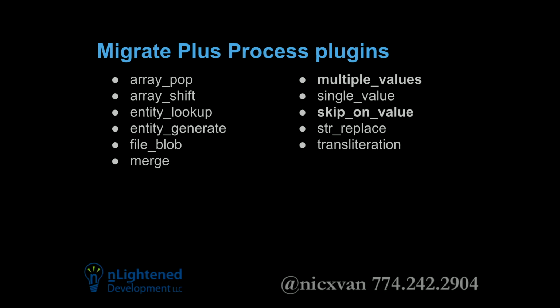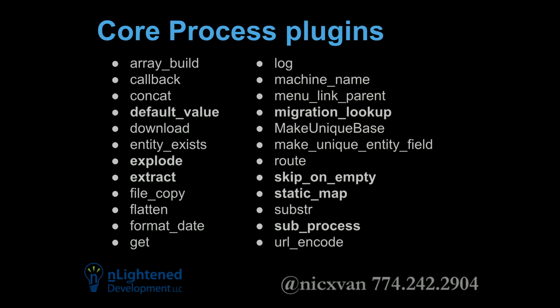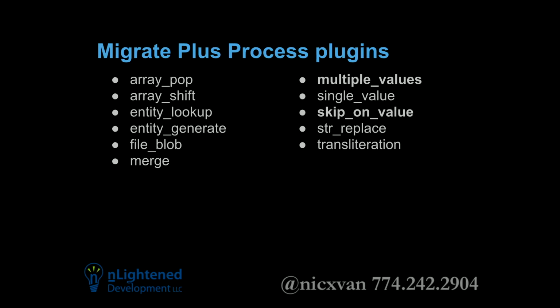And then Migrate Plus also provides some plugins. There's a couple plugins that the core Migrate module doesn't do that are really useful. Like, the core has skip on empty, but if there's an empty field, you can say, hey, skip this row, do something else. But there's no way to say, hey, if this value is X, skip it. And so the Migrate Plus module provides a plugin to do that, as well as entity lookup and a few other things, like string replace.